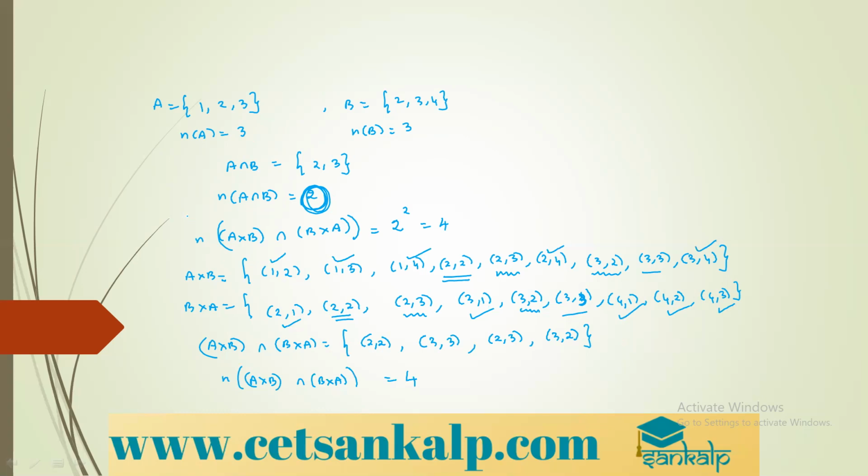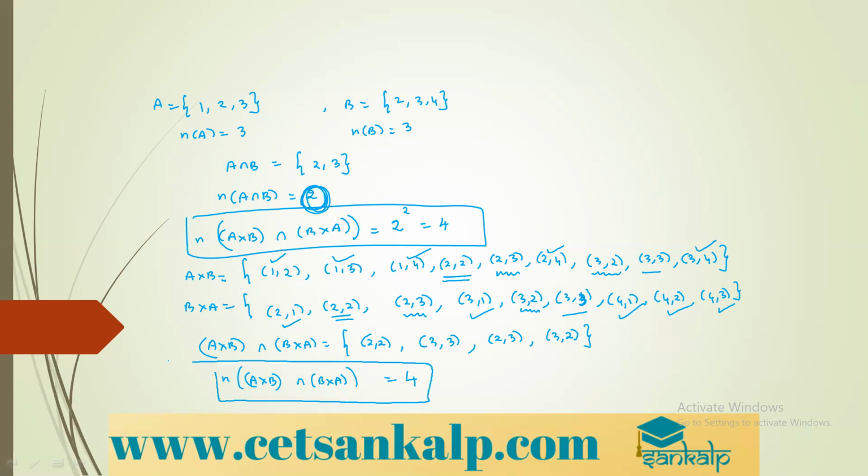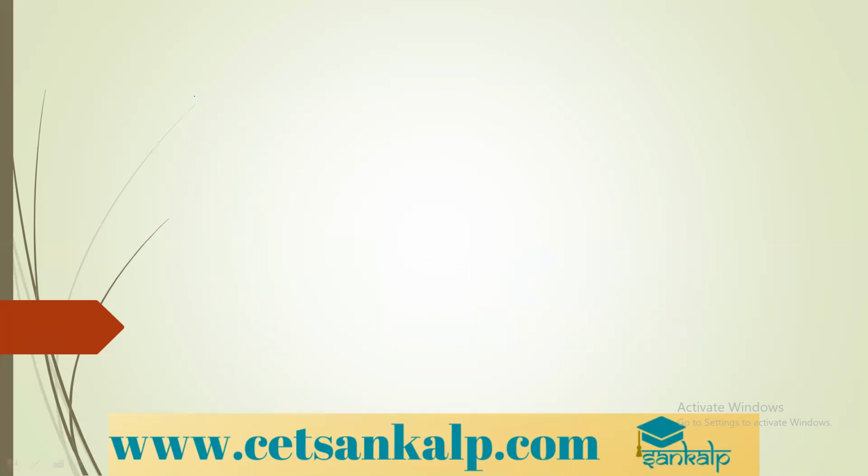So without doing this, I have used the shortcut method and told you that the answer will be 4 for the number of elements in A cross B intersection B cross A. So shortcut formulas will be like this. We will take one more small example.